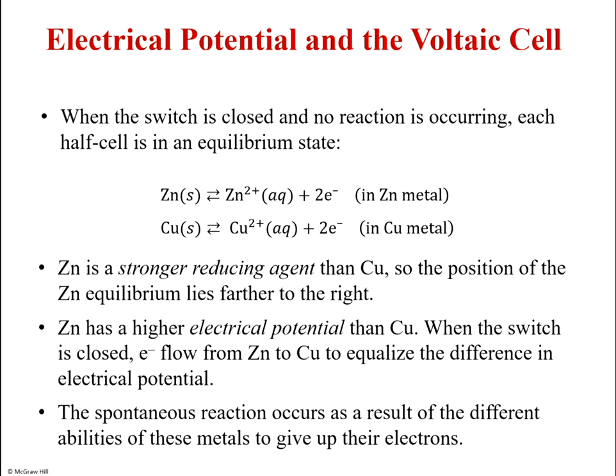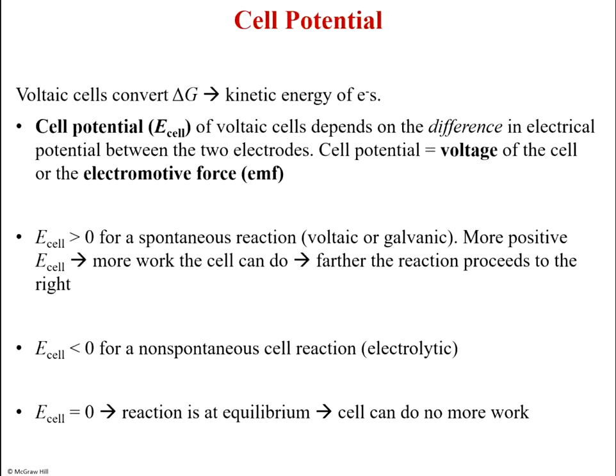When the switch is closed, then, electrons will flow from zinc to copper to equalize the difference in these electrical potentials. The spontaneous reaction occurs as a result of the different abilities of the metals to give up their electrons. That is, their differences in reduction potential. So zinc is a better reducing agent, and correspondingly, copper 2 ion is the better oxidizing agent. You would remember that from the activity series you saw in chapter 4.